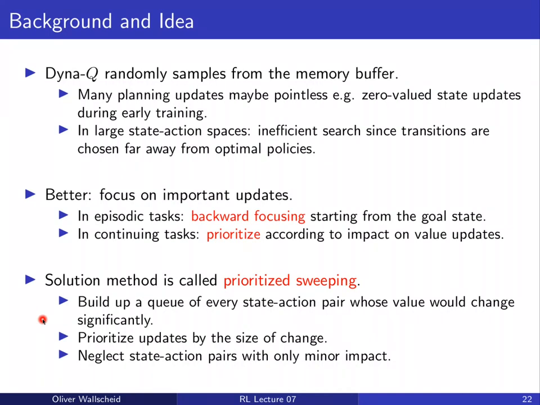So we build up a queue out of state action pairs, and we will try to estimate the amount of a state action value change if we apply an update based on that state action pair. And then we will prioritize the updates according to that size of the change, and also throw out such state action pairs which have only a minor impact on our state action estimate, and therefore we'll try to focus our computational demand on the more important updates.